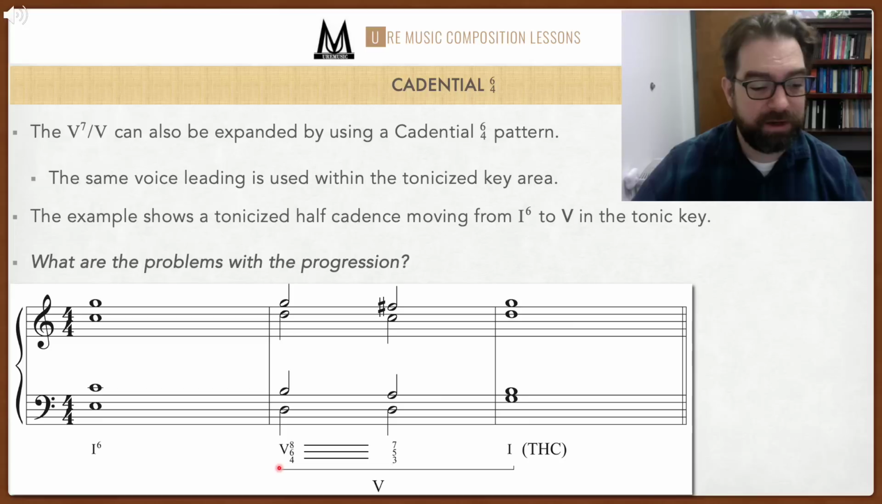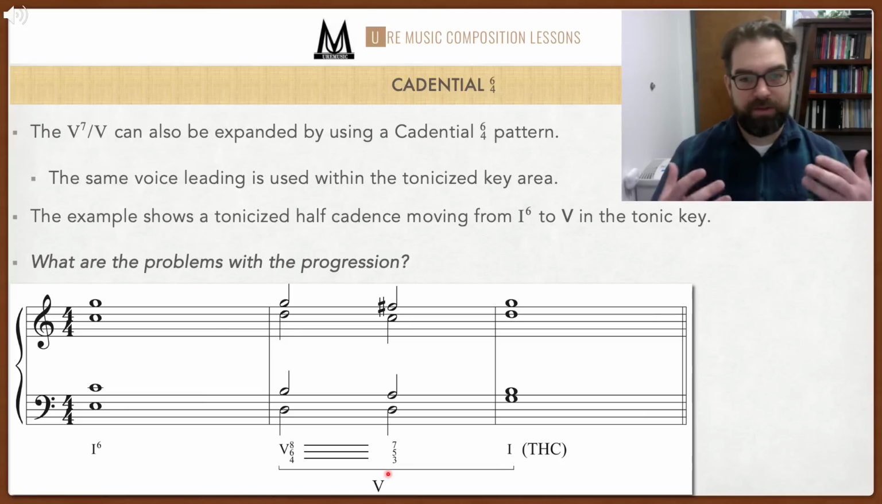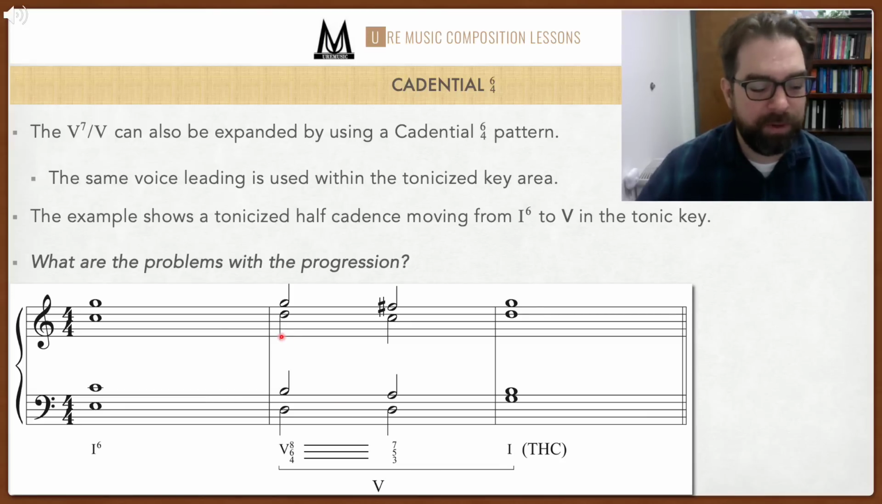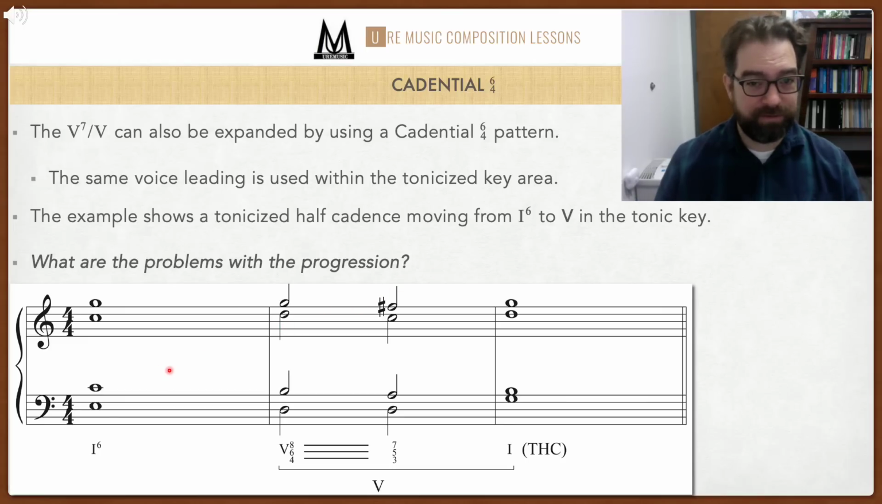So the way we could illustrate this is with a bracket underneath and then a 5 chord right here to indicate that we are tonicizing the 5 chord of C major. So there's a few problems with the progression. The first one, if you haven't figured out yet, please pause the video and come back and I'm going to give you the answers. But the first issue is actually the spacing.